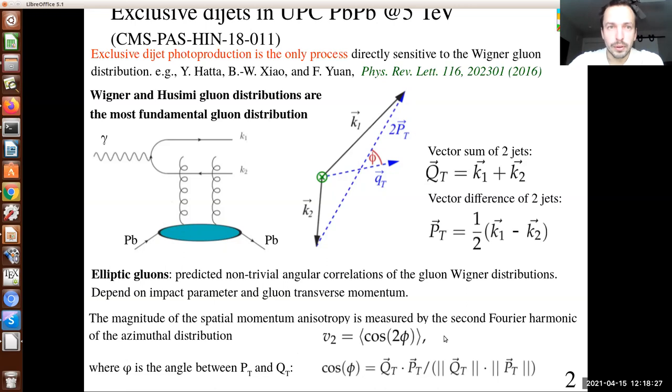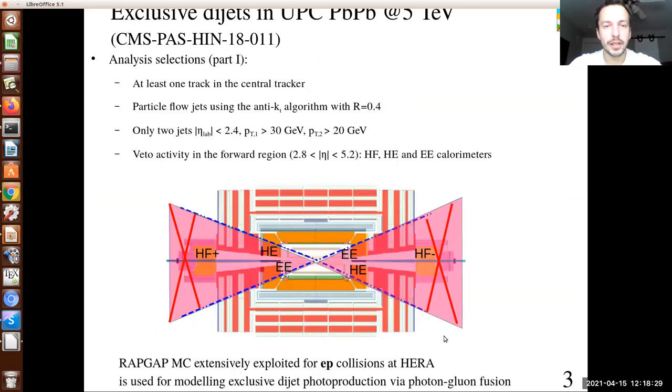So let me move on to the description of the measurement. The schematic picture of the CMS detector is shown on this plot. And in order to select exclusive dijet events, we require that we have only two jets in the central rapidity region having |eta| below 2.4. And we look at dijets with transverse momenta greater than 30 GeV for the leading jet and greater than 20 GeV for the sub-leading jet. These jets are reconstructed using the particle flow algorithm with the distance parameter equal to 0.4.